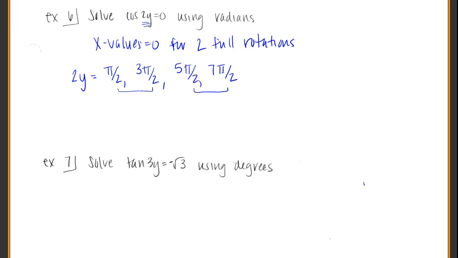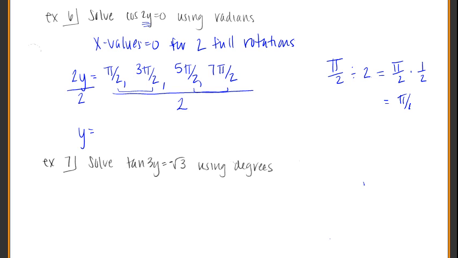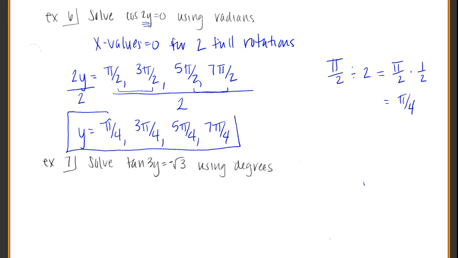Okay, and then to finish this problem out, we want our answer in terms of y equals, not 2y equals. So we divide the left side by 2 and divide everything on the right by 2. Let me show you this. If I take pi over 2 and divide by 2, it's the same thing as pi over 2 times 1/2, and that gives me pi over 4. So in a nutshell, when you're dividing by a whole number like 2, you're just multiplying it into the denominators. So it's going to be pi over 4, 3 pi over 4, 5 pi over 4, and 7 pi over 4. And there is my answer.